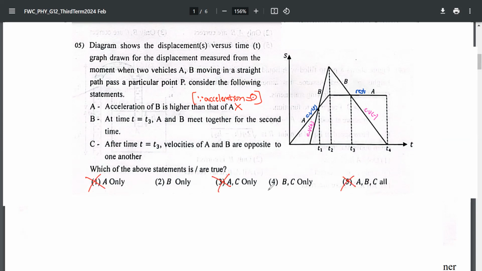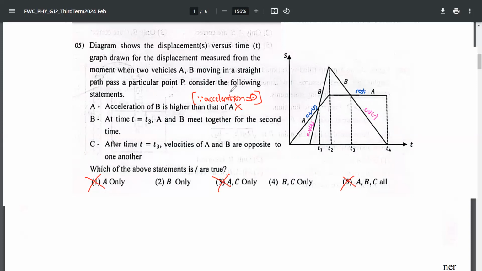But the problem is that in the scheme, they have given the third answer as the correct answer. We'll have to change that. It's not the third one, it can't be the third. But in Tamil medium, I think it's different. What have they told? They have asked for the incorrect one in Tamil medium. If they ask you for the incorrect one, A and C are incorrect. Wait, we'll discuss. At time t equal to t3, A and B meet together for the second time. Do you agree with that? Why not?